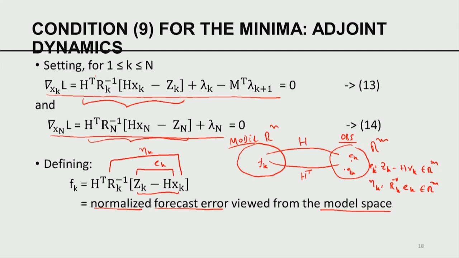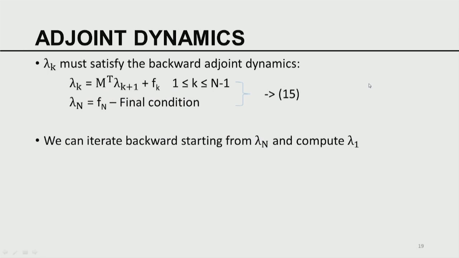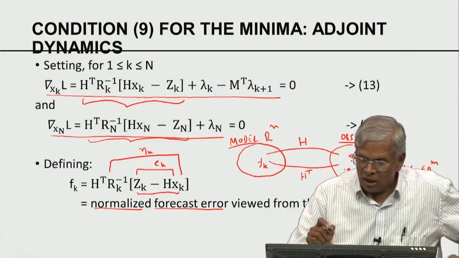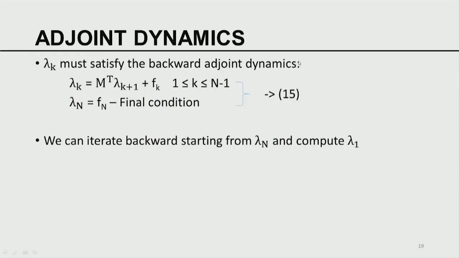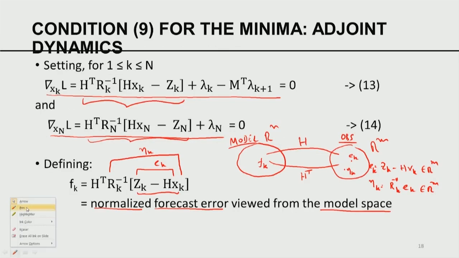So with this in mind, I am now going to solve 13 and 14. If I solve 13 and 14, let's go back. From 13, what do I have? Minus f of k plus lambda k minus m transpose lambda k plus 1 equal to 0.